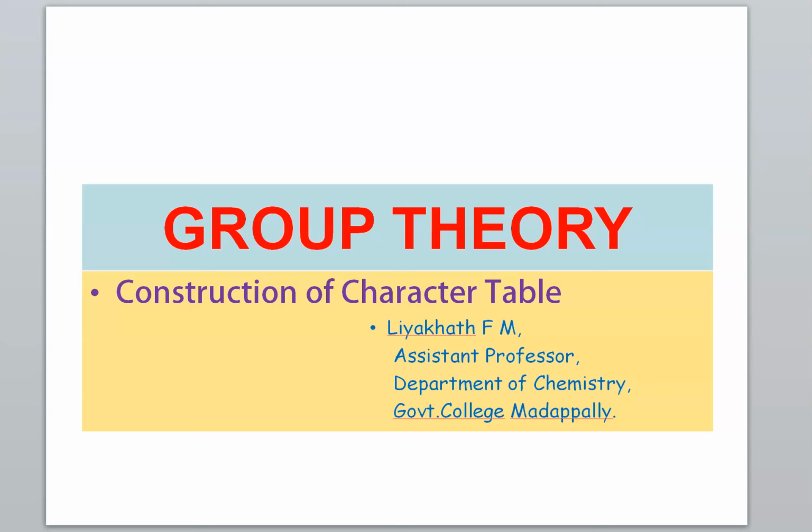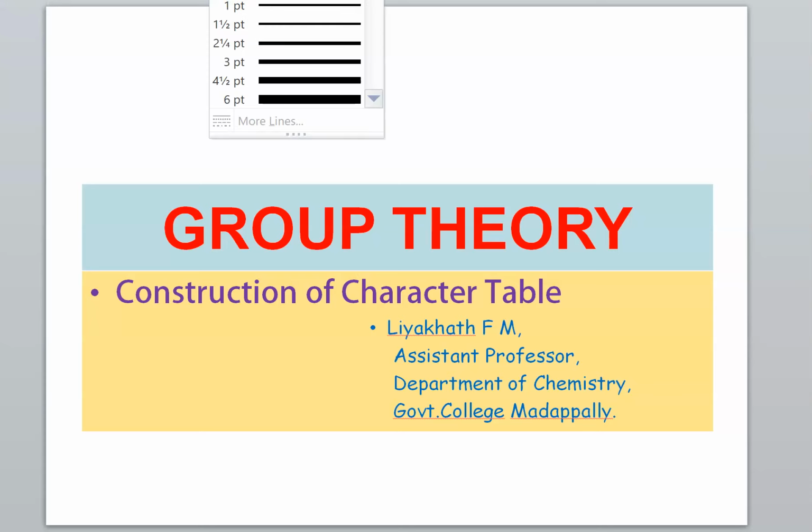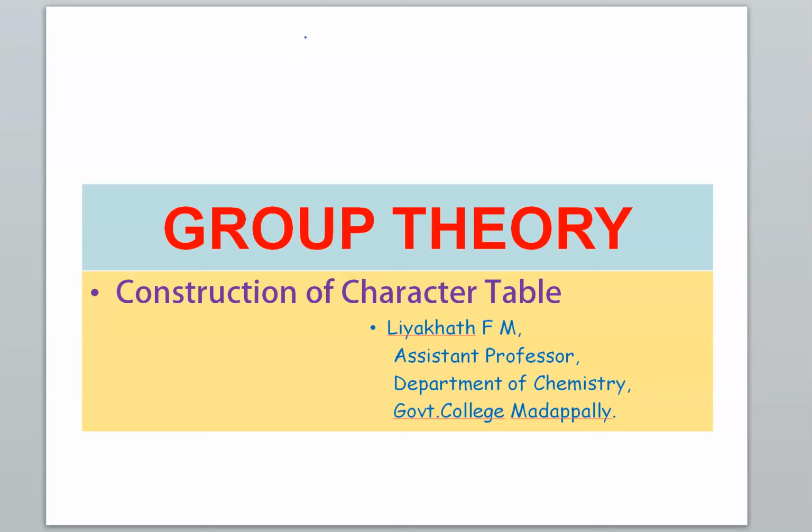This is the third video about group theory. In the last two videos, we had discussed the great orthogonality theorem and the character table, the format of the character table, etc. In this video, we are going to discuss the construction of a character table, an example using the great orthogonality theorem. How can we construct a character table?